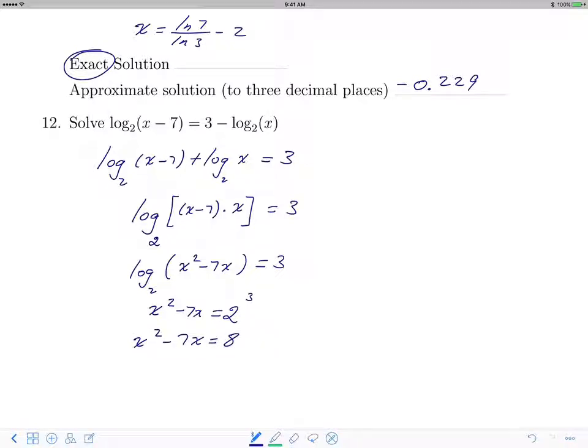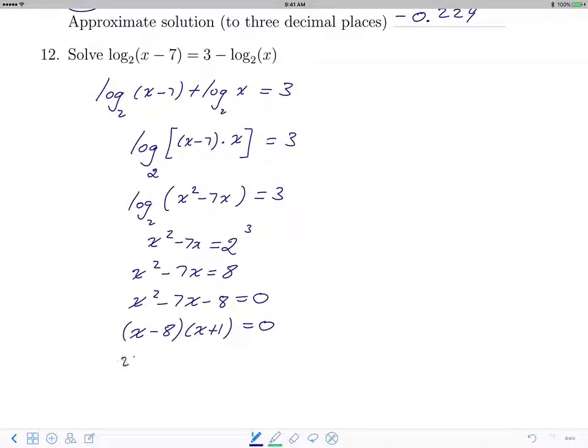Now here we have a quadratic equation, so we're going to write it in standard form, x squared minus 7x minus 8 equals 0. And we can factor this. X minus 8 times x plus 1 equals 0. So either x minus 8 equals 0, or x plus 1 equals 0. The first equation gives x equals 8, and the second one gives x equals negative 1.